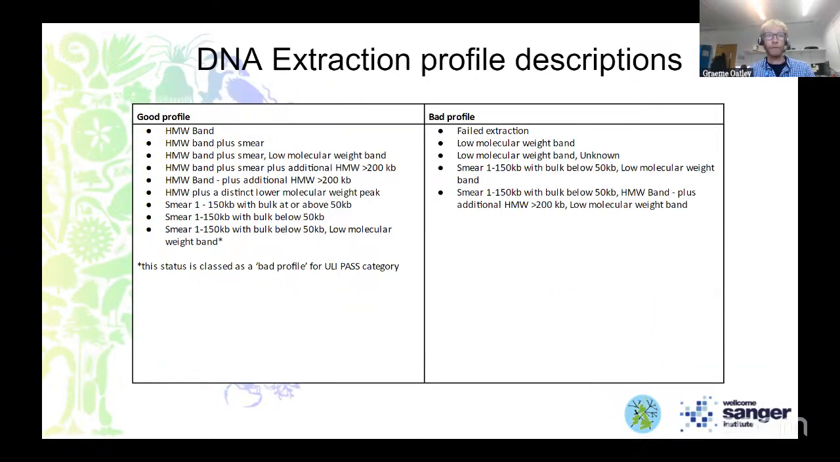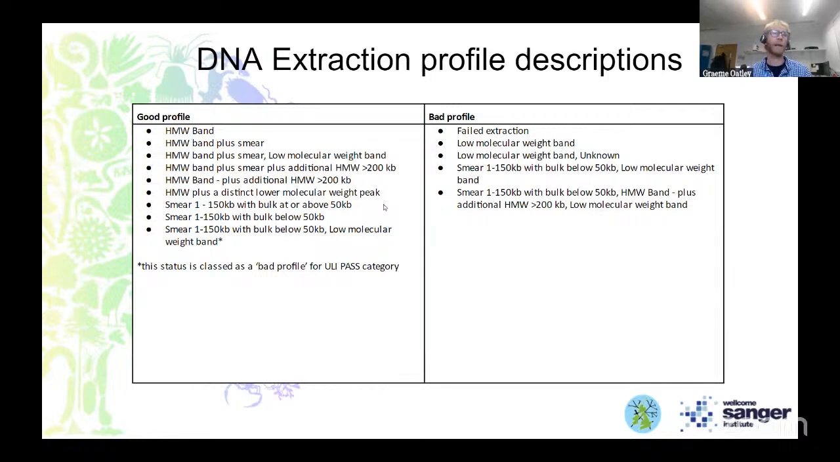Starting off with DNA extractions, we have grouped our profiles into various descriptions, which we use to describe a DNA profile. On the left, we have a list of what we class as good profiles, starting at the top with a nice high molecular weight band and working our way down as they get slightly less good. And then on the right, we have what we class as bad profiles.